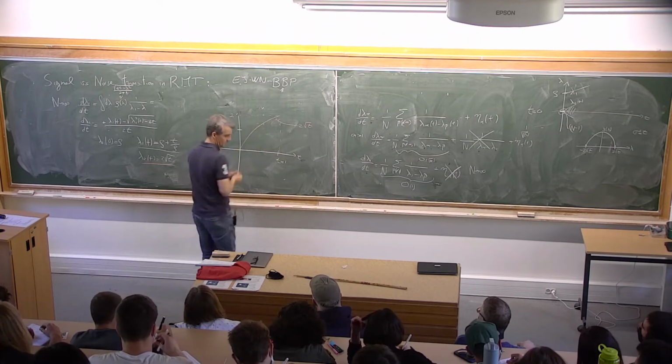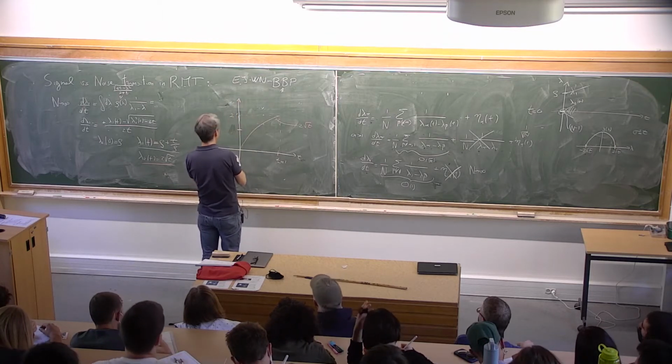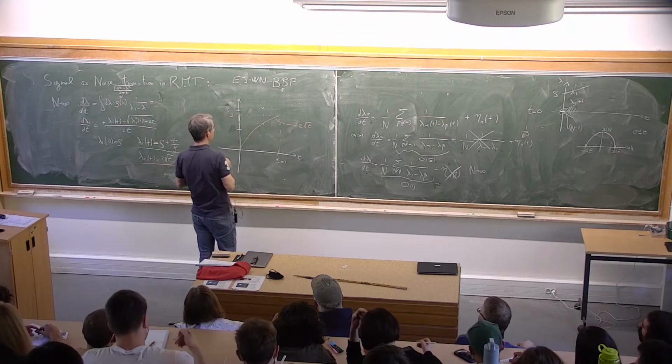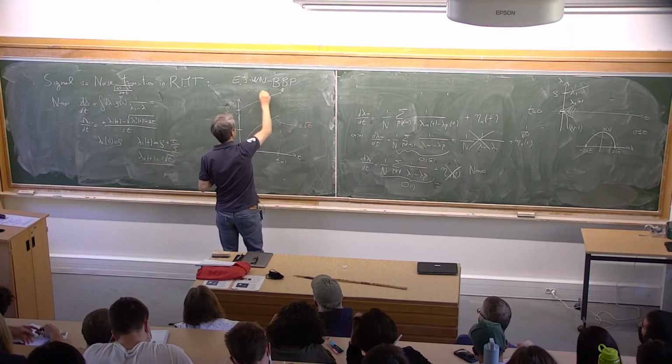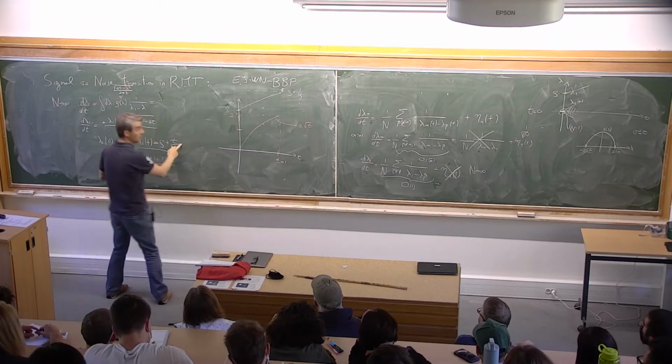So let's say that I start here, where rho is very large. Then I'm going to arrive here, and this value here is rho plus 1 over rho. This is the value at lambda equal 1.